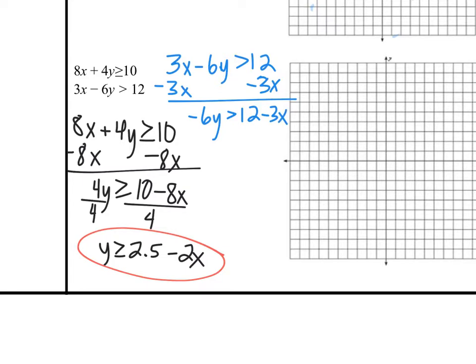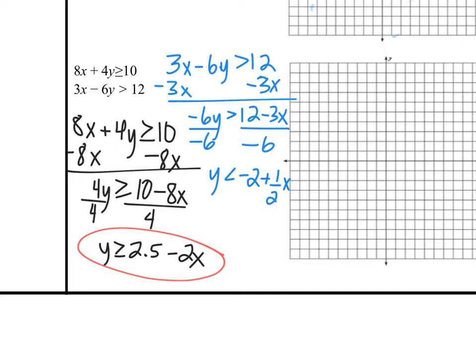So we'll divide everything by negative 6. And since we're dividing by a negative, we have to flip the sign. So y value is less than negative 2 plus 1/2 x. And in case you're wondering where I got positive 1/2 from, it was negative 3 divided by negative 6. So that's going to be positive. And if you simplify that fraction, you get 1/2.